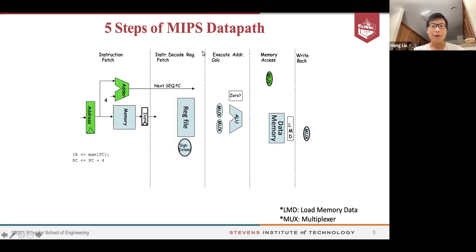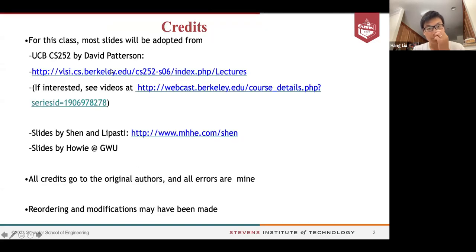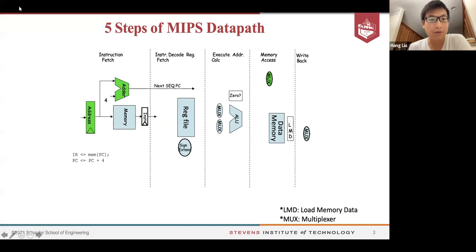Okay, the 5-stage pipeline of the MIPS data flow, or any data flow, would be like this, right? We have instruction fetch, instruction decoding or register fetch, execution or address calculation, memory access, and write back.